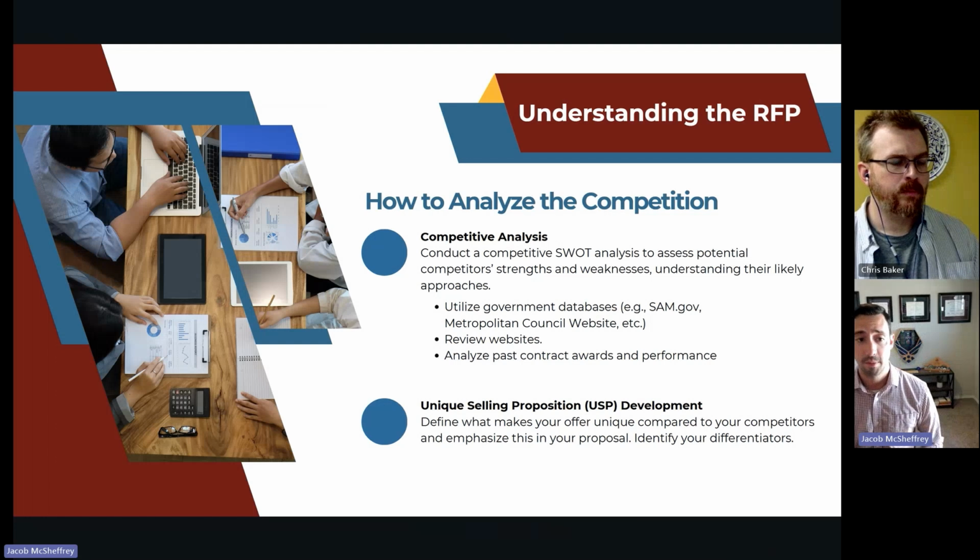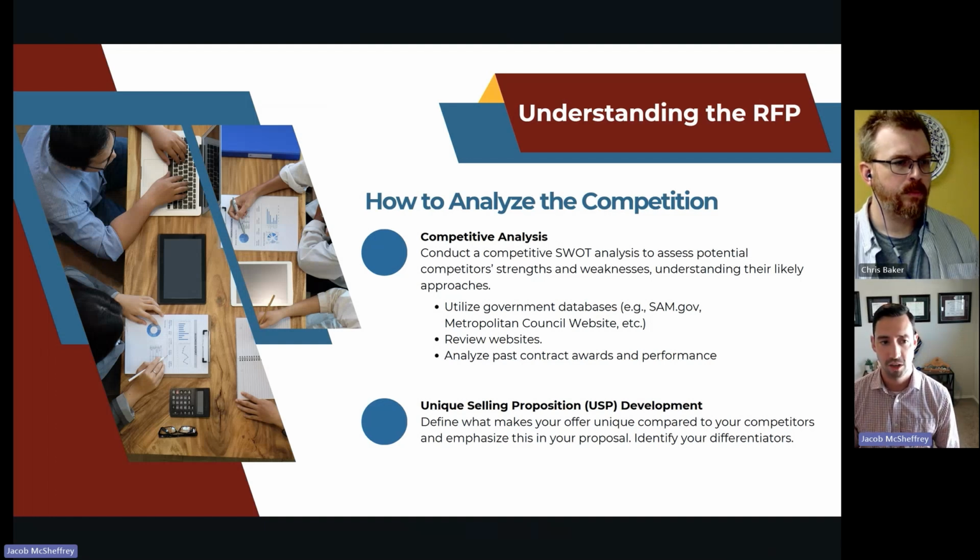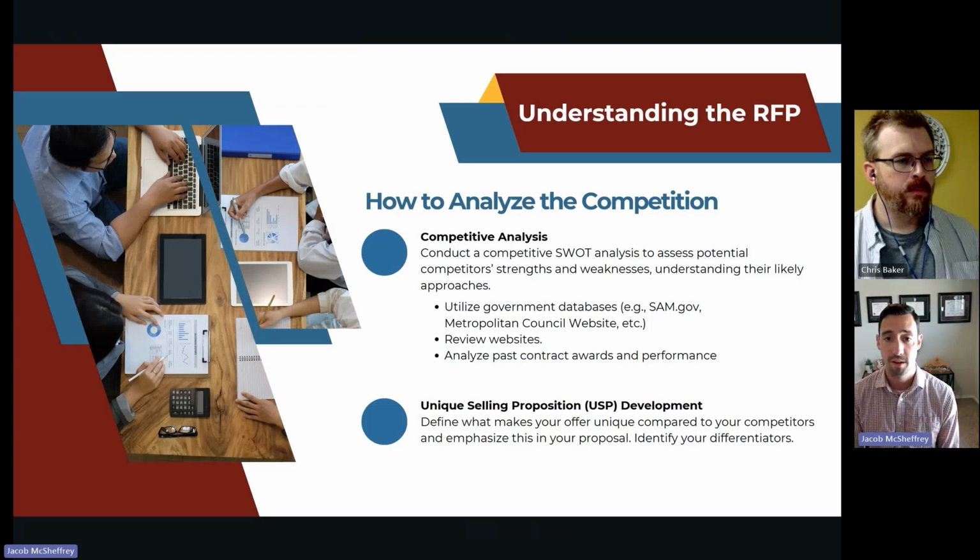You can utilize government databases such as sam.gov, any type of metropolitan council websites, any type of state or federal websites, things like that, to see what kind of NAICS codes and what kind of advantages your competition has. You can go straight to their websites. That helps you understand maybe the past projects they worked on, what kind of equipment and personnel they have, and then analyze past contract awards and performance. Specifically, if you can view a company's capability statement and see past projects they've worked on, that gives you a good indication of what their capabilities are and maybe some of their strengths and weaknesses compared to your firm.